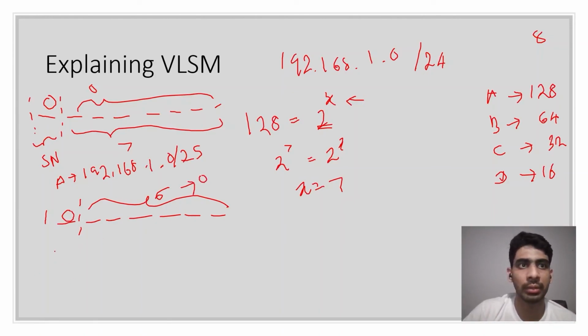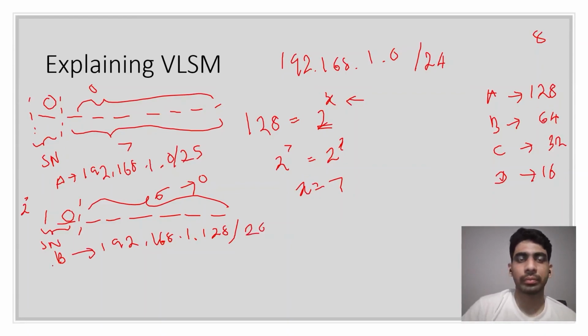In that case, the network will be 192.168.1. and the first number is 2 to the power of 7, that means 128. This address has 2 subnet digits, so 24 plus 2 is 26. I'll also create the next subnet. We have used the 1-0 combination.